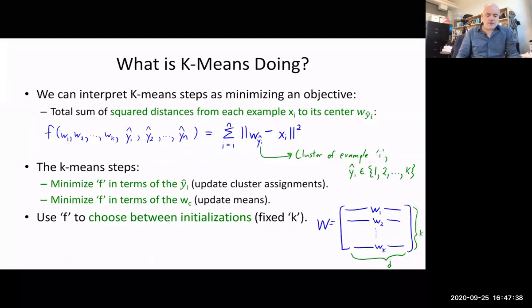So one thing that you can do, which is pretty nice, is if you fix the value of k, then you can use f, this loss function, to choose between different initializations. So this is how you can get away with a random restart. If you randomly restart for a fixed value of k, you want to choose the restart that minimizes this loss. Okay, that'll be the best clustering under our model.